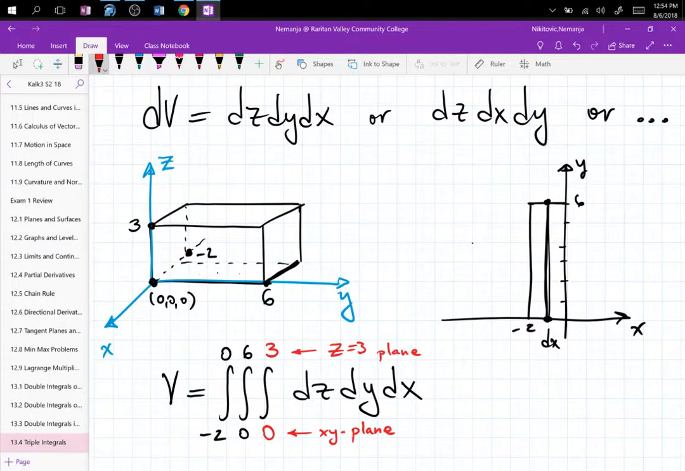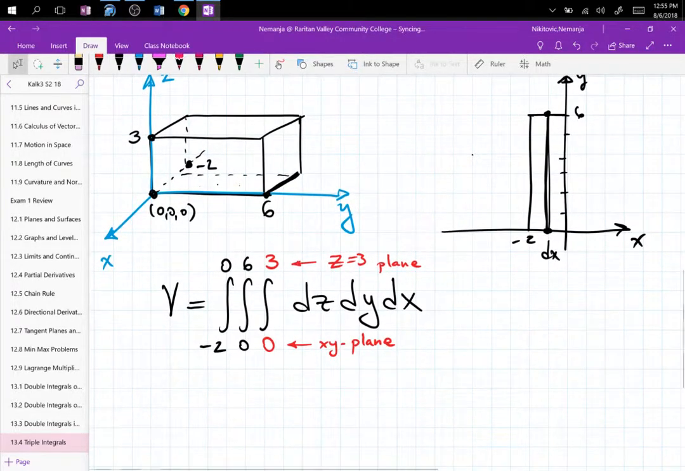Now, clearly, the volume of this better be 36, because 2 times 3 times 6, that's 6 times 6, 36 units cubed. So when we compute this integral, we better get 36.